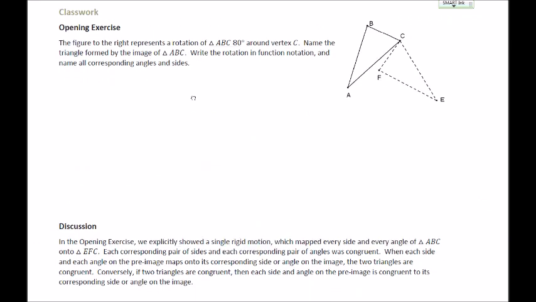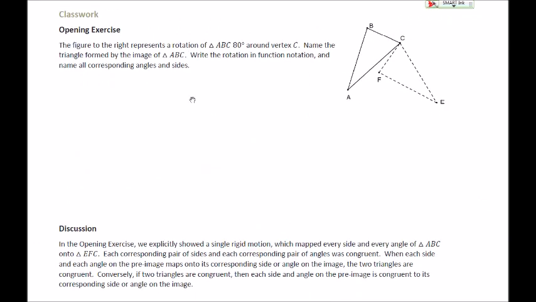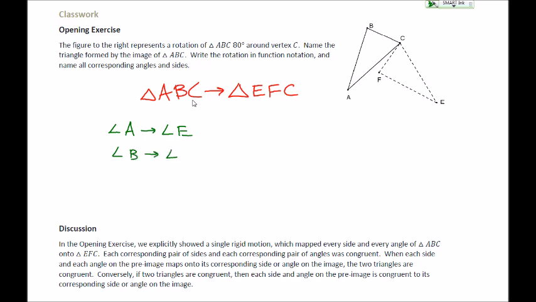So the figure to the right represents a rotation of triangle ABC 80 degrees around vertex C. Name the triangle formed by the image of triangle ABC. Write the rotation in function notation and name all corresponding angles and sides. Well, first of all, triangle ABC maps onto EFC: A corresponds with E, B corresponds with F, and C corresponds to itself. That's the mapping. And the angles are: angle A corresponds with angle E, angle B corresponds with angle F, and angle C corresponds with angle C.